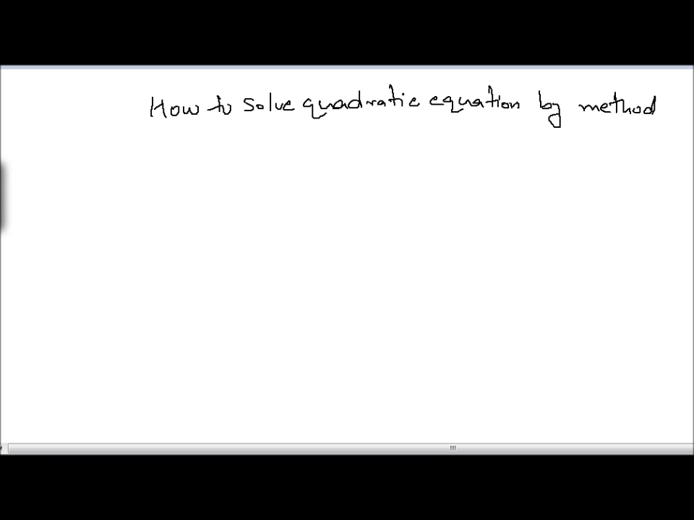In the last video, I discussed how to solve a particular quadratic equation using a method called factorization, and in this video I'll be discussing how to solve a quadratic equation by a method called completing the square.